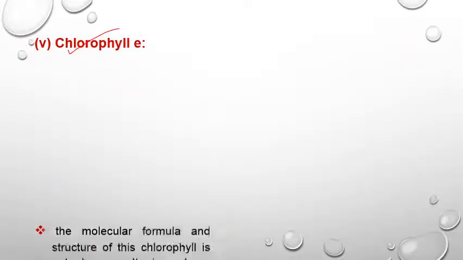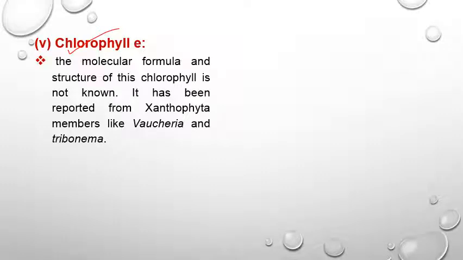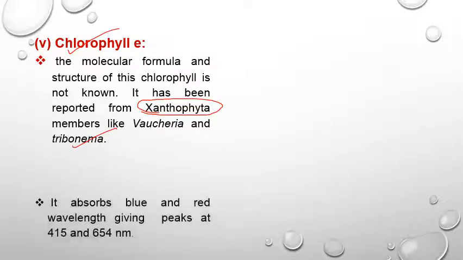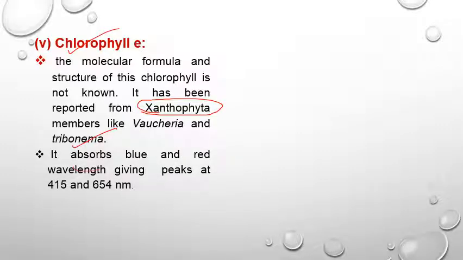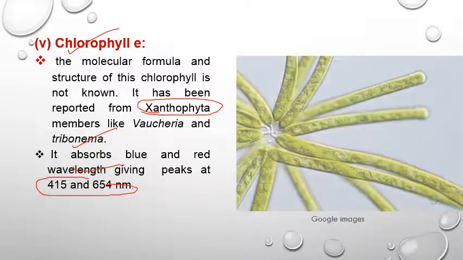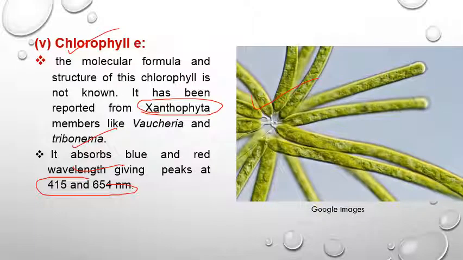Next we have chlorophyll E. So the molecular formula and structure of chlorophyll E is not clearly known. It has been reported from some members of Xanthophyta, that is yellow-green algae like Vaucheria and Tribonema. So it absorbs blue and red wavelengths, giving peak at 415 and 654 nanometer. So it is found in Vaucheria. This is Vaucheria, that is yellow-green algae. It is a cenocytic.